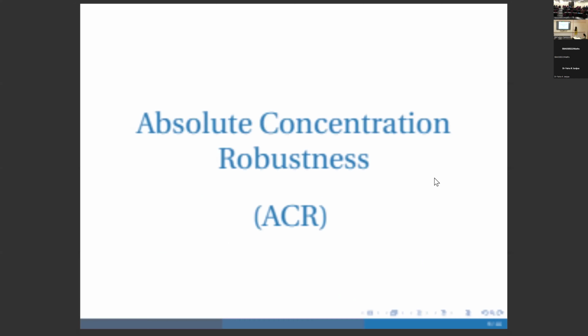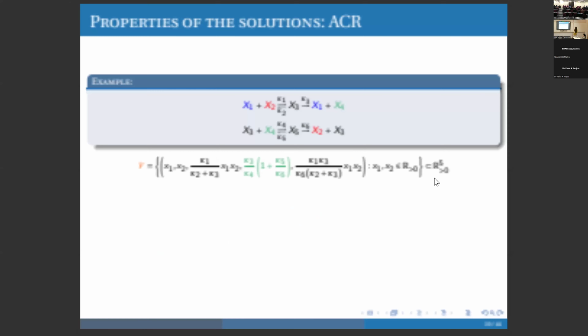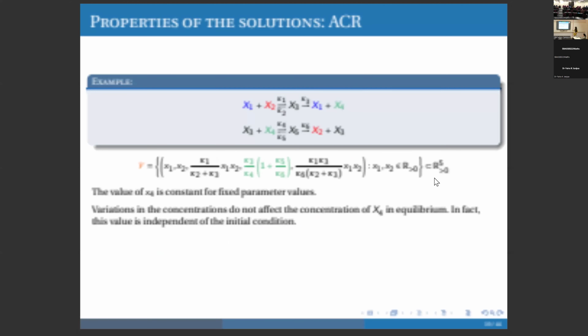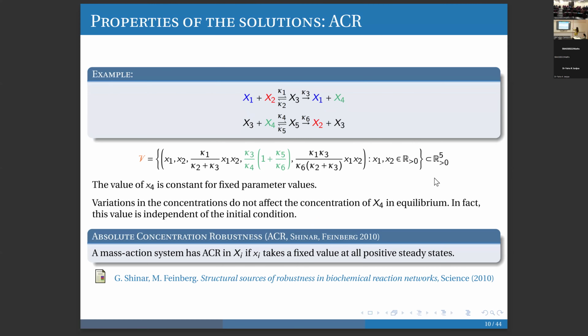Yeah, so this is my example. And I will start with this second problem, because the explanation was a bit more complex, I think. So this property is called absolute concentration robustness. It means it's very robust in the concentration. And for this example, I said all of this already, so I'm going to go very fast. In a paper in Science in 2010, Shinar and Feinberg called this property ACR. So we say that a mass action system has ACR in a species if the variable corresponding to the species takes a fixed value at all positive steady states.